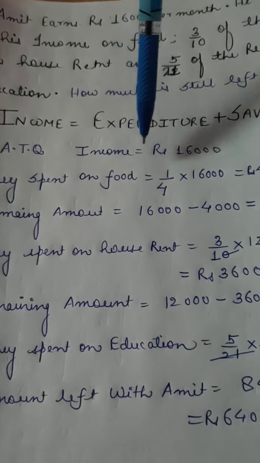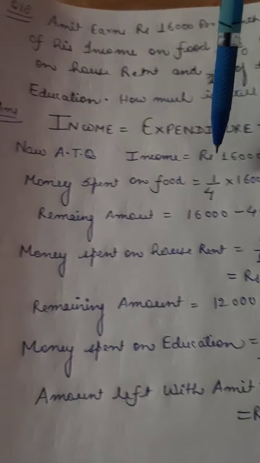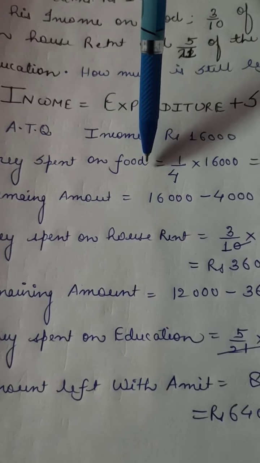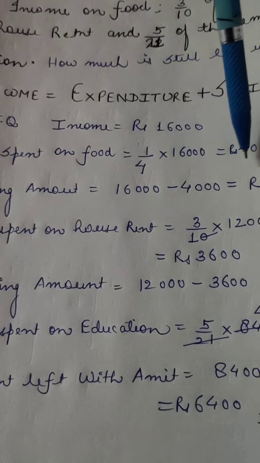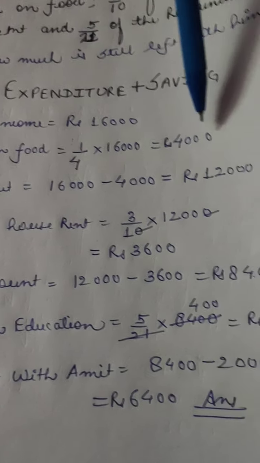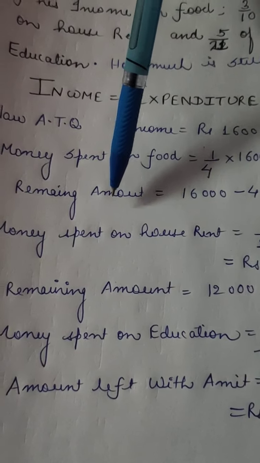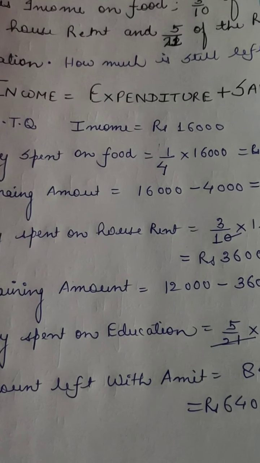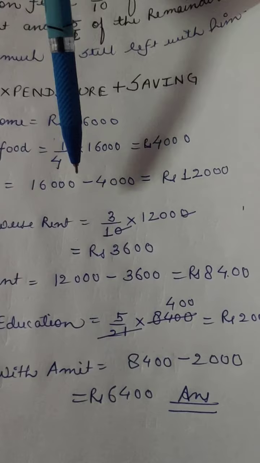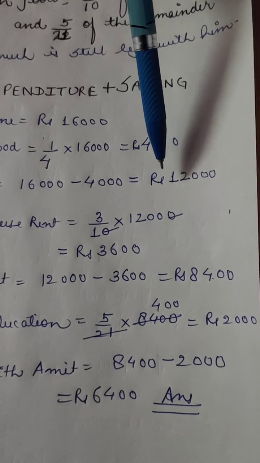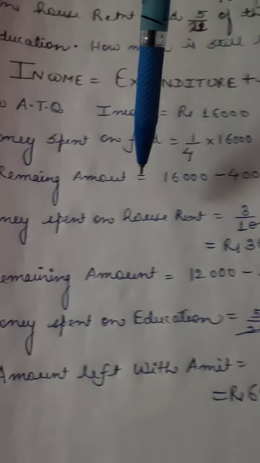So whatever be the total income is always equal to expenditure plus saving. Now according to the question, income is given as 16,000. So money spent on food is 1 by 4th of 16,000. So how much money is spent? 4,000 rupees is spent on food. Next, remaining amount. 4,000 has been spent. So what is the remaining amount? 16,000 minus 4,000. That comes out 12,000.